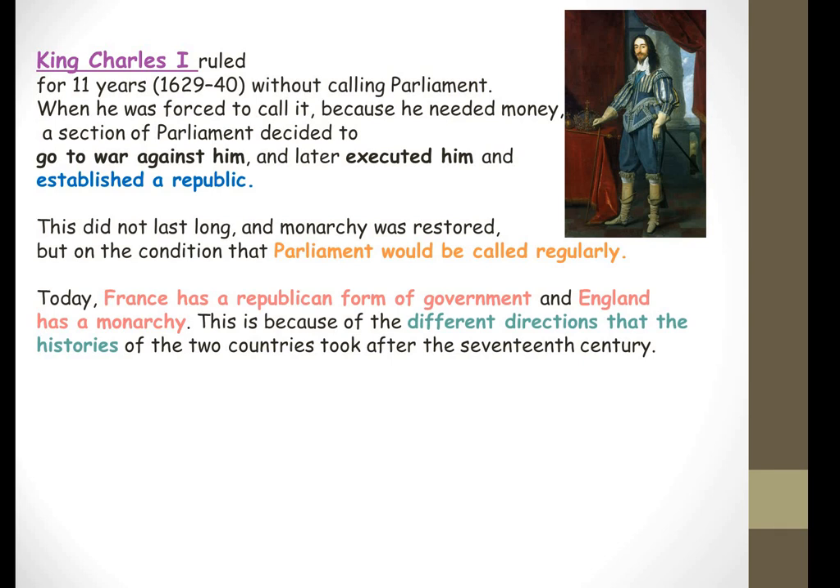Now, France had a republican form of government and England had a monarchy system. That was the difference. That is even now it is continued that way. It is because of the different directions that the histories of the two countries took after the 17th century. So if you ask why France is following a republican form of government and England the monarchy, it is because of the turn of history which took place after the 17th century. Most of the changes took place between the 9th and 17th century, and it took a great turn, especially after the 17th century. Directions were different, and that is why histories also turned.